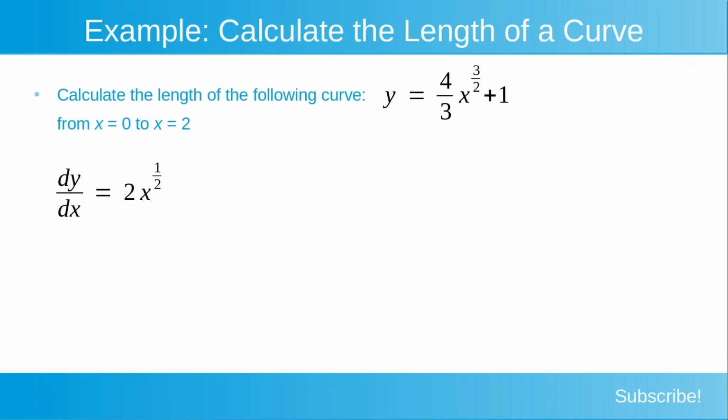So far, we've calculated that the derivative dy/dx is equal to 2 times x to the power of 1/2. And this is a continuous function on the closed interval from x equals 0 to x equals 2. Now this means that we can class the function curve y equals f of x as a smooth function on that closed interval. Now this means that we can use this equation to calculate the total length of the function curve y equals f of x on that closed interval from x equals 0 to x equals 2.